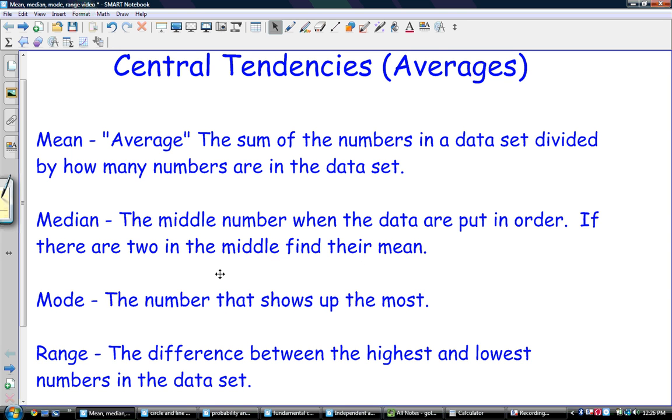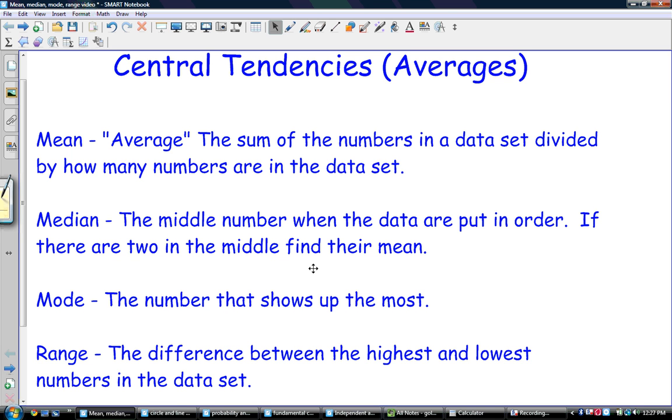The mode is probably the easiest one to find. It's just the number that shows up the most. So you just look through your data set, see how many times each of them appear, and that's your mode. You do not have to have a mode. If all the numbers show up once, then there's no mode, and that's what you would write as no mode. You can have more than one mode. If there are a couple numbers that show up more than any others, then you would say those are the mode. So mode is easy to find, but it can be a lot of different things.